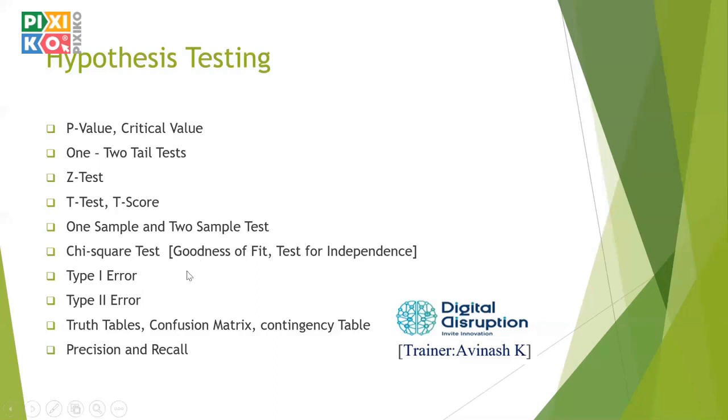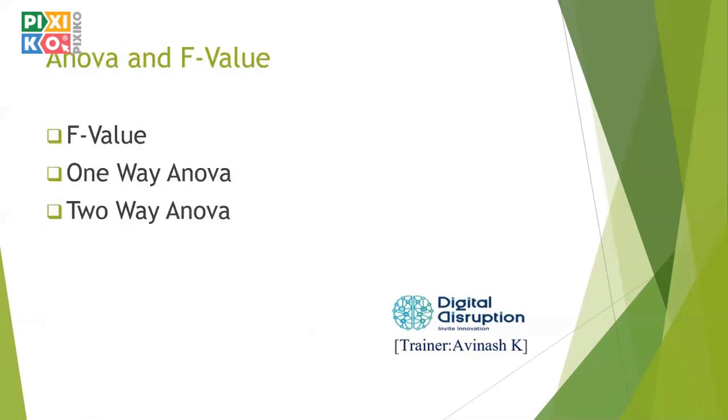And on top of this, we will also be covering the chi-square test, the goodness of fit or the test for independence. This all we shall be covering in terms of our hypothesis testing. And then followed by the ANOVA and the F value. We'll make sure that we have a good coverage of the F value and the ANOVA that comes in two flavors, the one-way ANOVA and the two-way ANOVA.